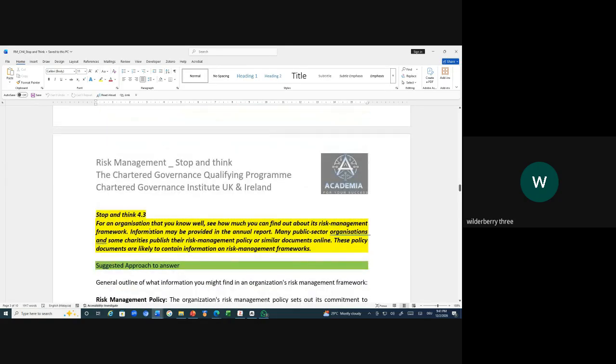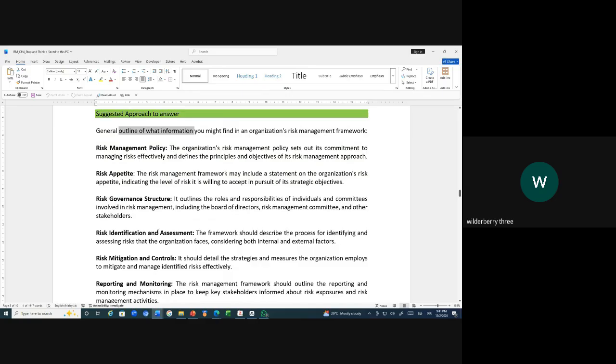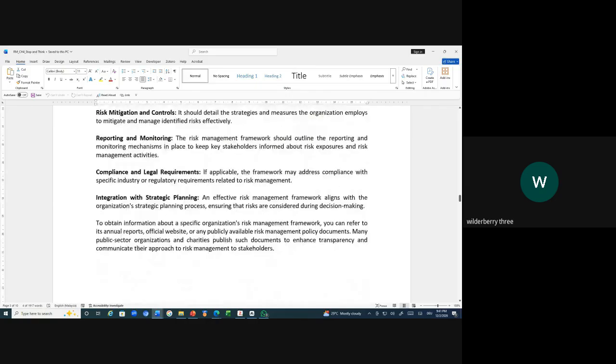Then, for an organization that you know well, see how much you can find about its risk management framework. Information can be provided in the annual report. Many public sector organizations and some charities publish their risk management policy or similar documents online. These policy documents are likely to contain information on risk management frameworks. Here you see the outline: the policy itself, the risk appetite, the structure, the identification. These are the keywords.